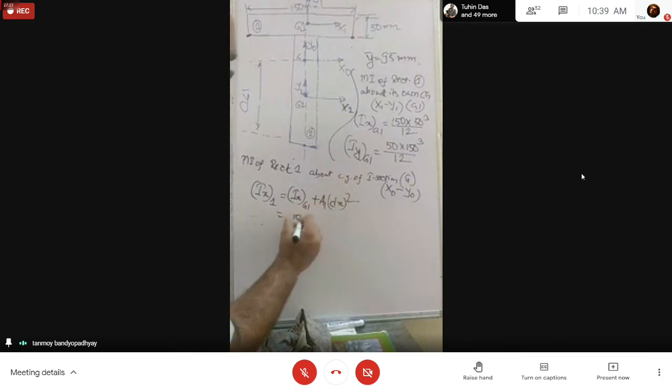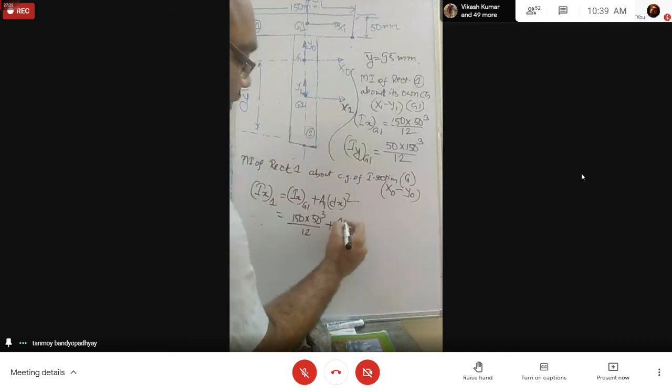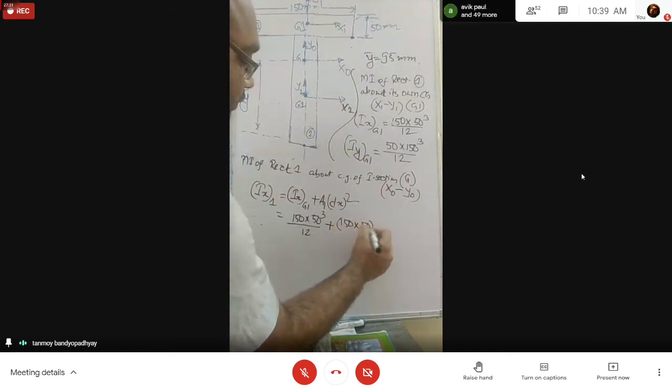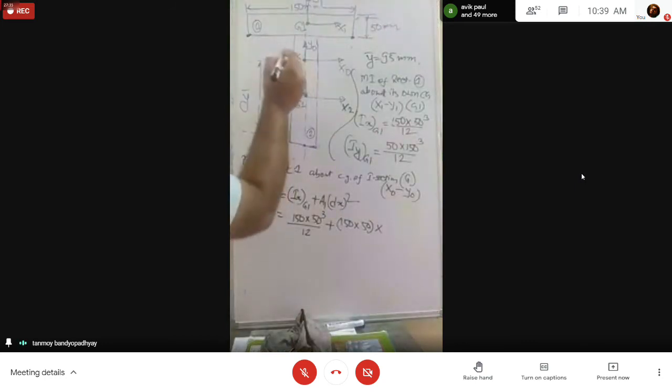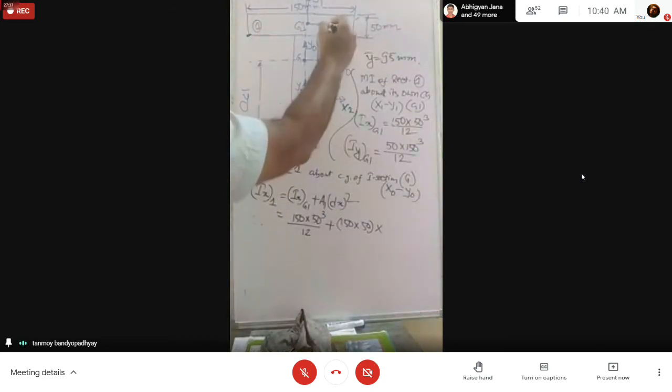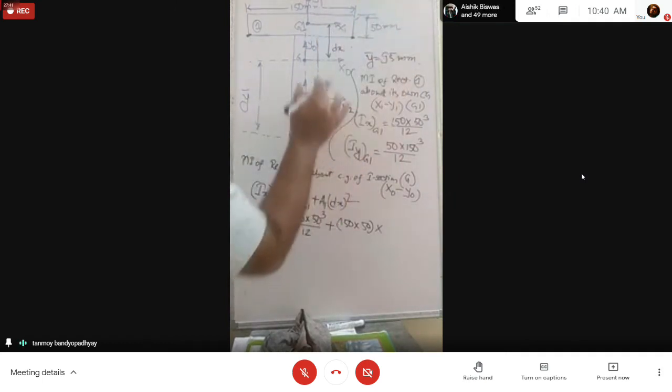So this is 150 into 50 cube divided by 12 plus area, which will be 150 into 50, so 150 into 50 into dx square. So dx means the distance between this axis, x1 and x0. So this one will be dx. I hope you can understand. So what will be dx?